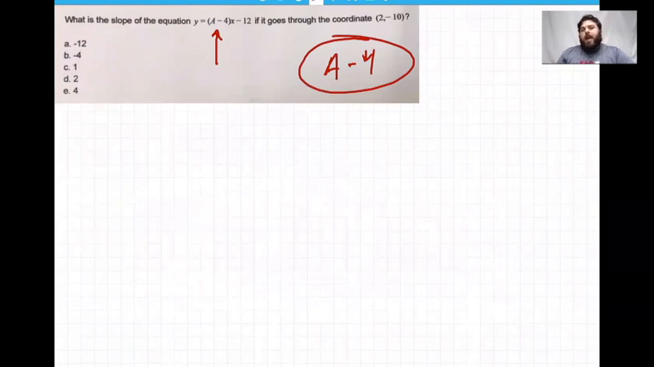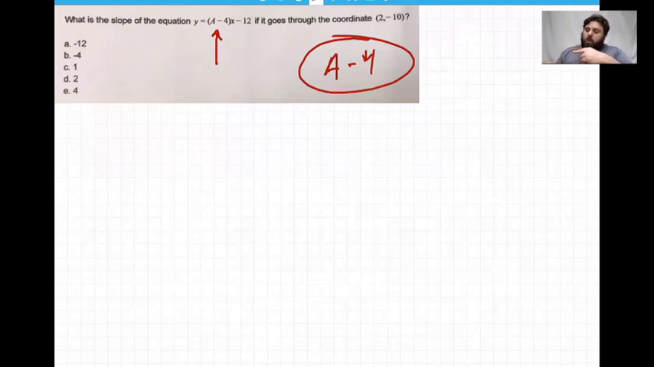So if I'm searching for a minus 4, first off, I have to just find a. If I can find a, then I can find a minus 4. Well, how do I find a? I've got an equation. It's got an x, it's got a y, and it's got an a. It's got 3 unknowns. The only way for me to find this third unknown, a, is if I know the other 2, x and y. Do I know x and y?